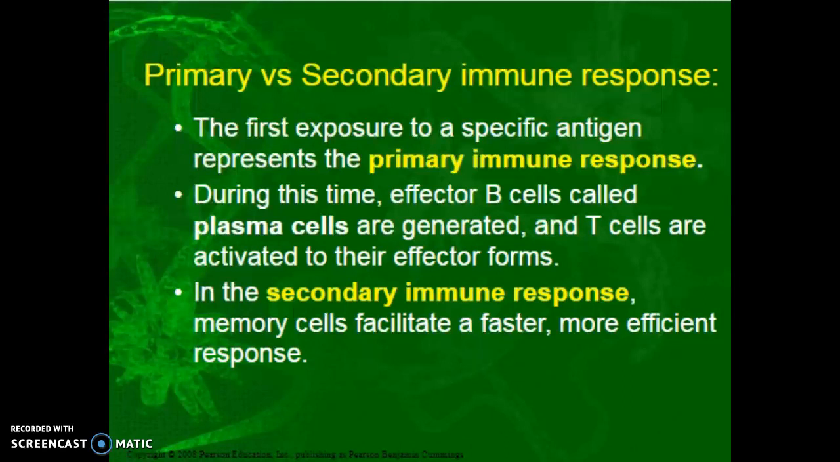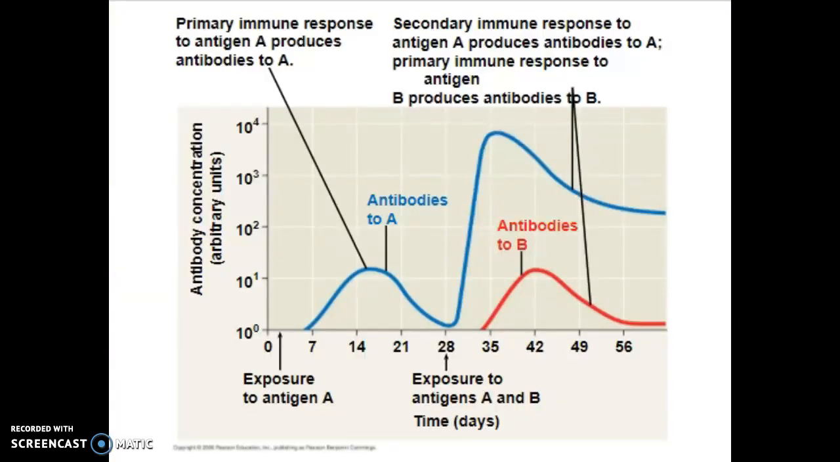First exposure to a specific antigen represents our first response, or our primary response. We're going to create effector B cells. They're called plasma cells. And we're going to create T cells. They're going to be activated to their effector form. So we're going to have effector B and effector T cells doing some work. In the secondary immune response, that happens faster because we've already been exposed to the antigen, so we've already got those B cells and those T cells.